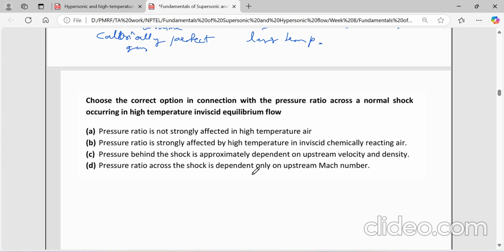One thing is that we already told that for high temperature inviscid equilibrium flow, we are not considering Mach number, only velocity. So this will not come. And from options A and B, you can see only one can be true, because one is telling not strongly affected, one is telling it should be strongly affected.